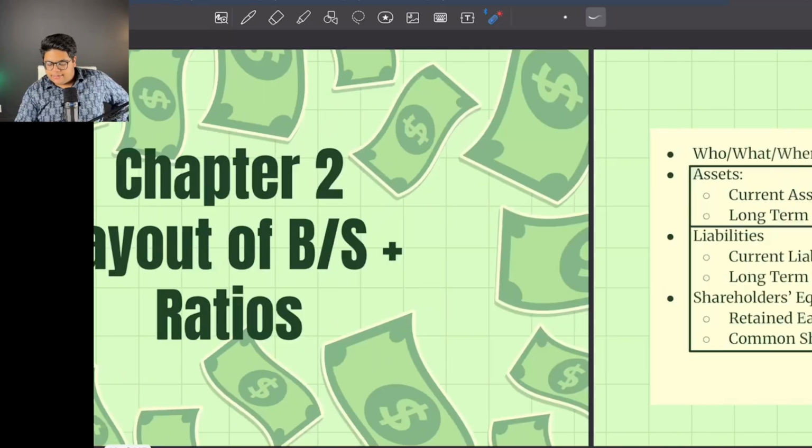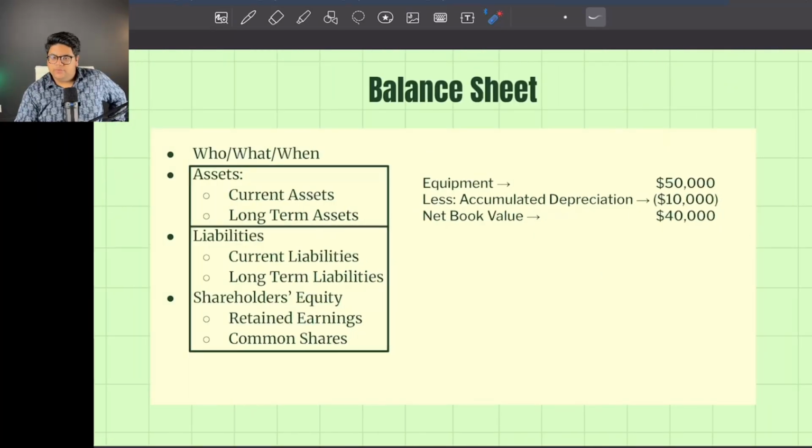Chapter 2, the layout of the balance sheet plus some of the ratios involved. So for the balance sheet, you need a who, a what, a when. So this is the corporation, this is the balance sheet, and when it's going to be at a date, not a date period, but at a specific date.